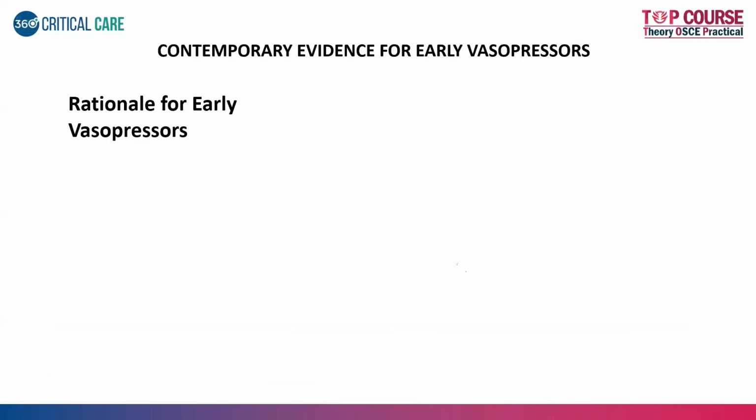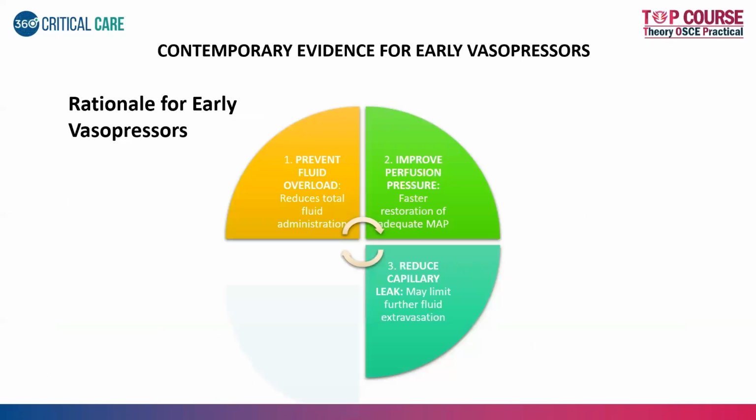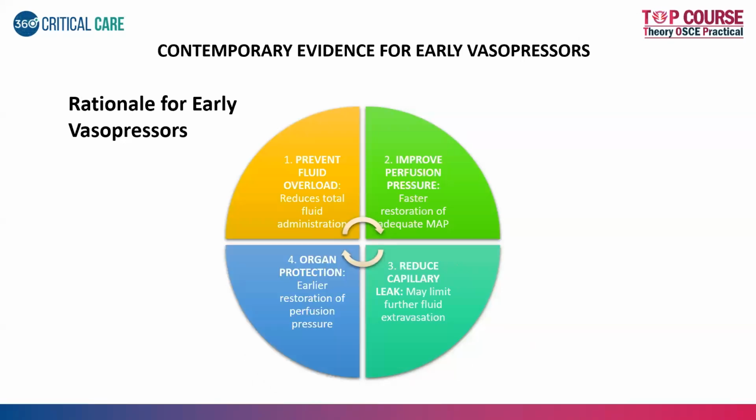They say earlier vasopressors are better, and I will discuss why. Firstly, it will prevent fluid overload and prevent you from overzealously loading the patient with fluids, because if we load the patient excessively with fluid, it can hamper organ perfusion. Earlier choice of vasopressors can improve organ perfusion and restore the MAP. And when restoration of MAP is achieved, end organ perfusion would be better.